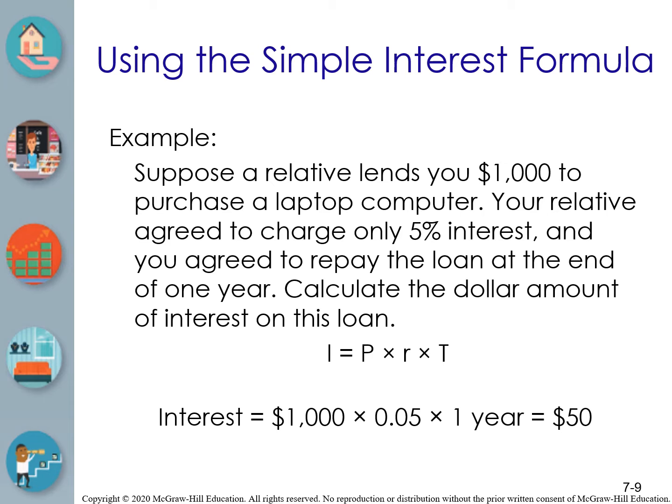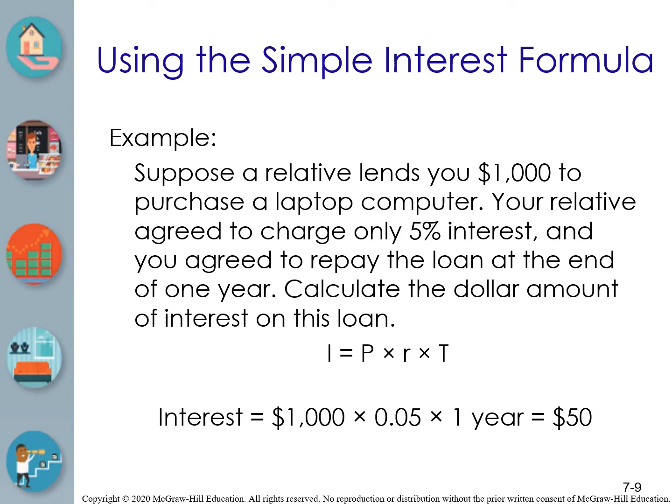So, an example here, and we'll walk through these. These are things that you should be very much aware of, and it's simple to figure out. But it's a process of going through these exercises on your own and becoming more acquainted with them. So again, suppose your relative, your Uncle Vinny, lends you $1,000 to purchase a new laptop computer. Nice laptop, right? Your relative agreed to charge only 5% interest, and you agreed to repay the loan at the end of 1 year. So, a straightforward calculation.